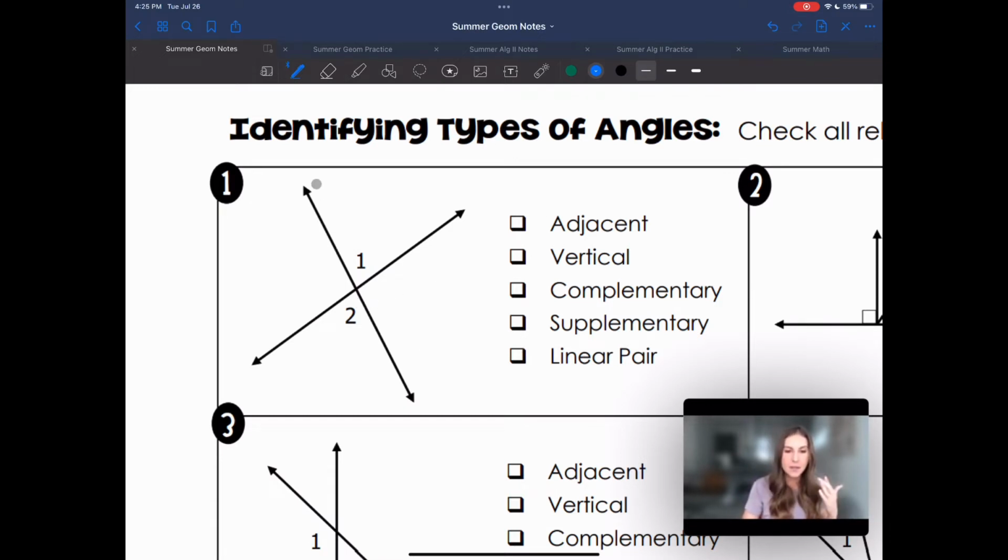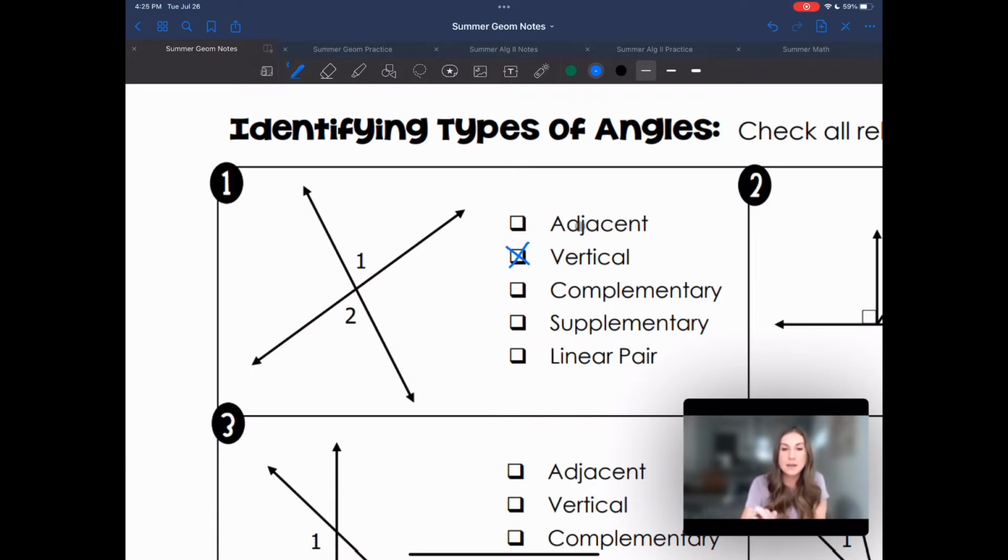So if we look at this one, we have just two intersecting lines, so I know where this is going already, and they're telling us the ones across from each other are angles 1 and 2. So right away, I know those are vertical angles. That's just always what that's called. I think this is it for this one.